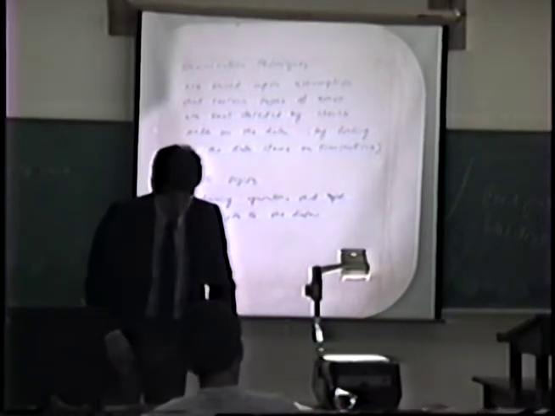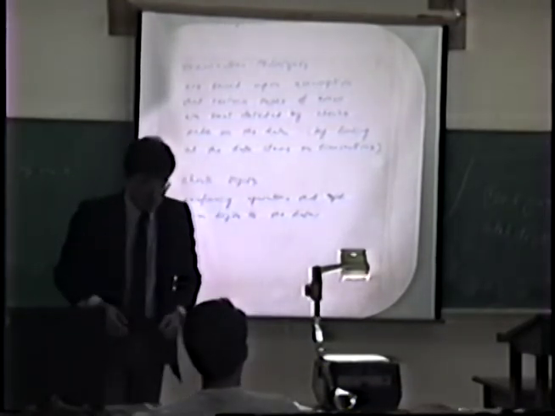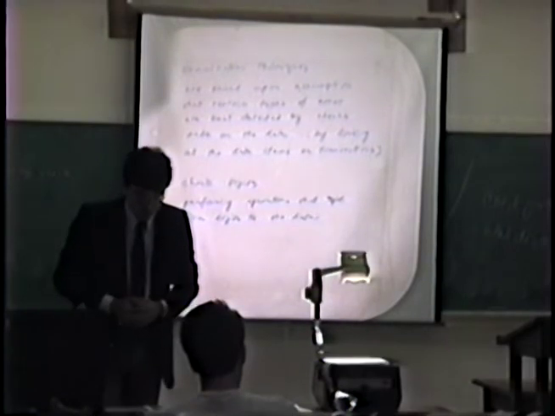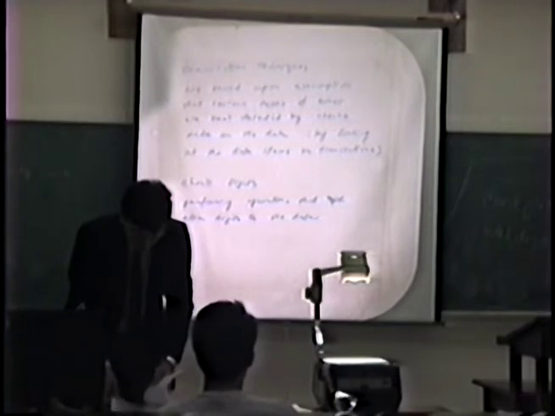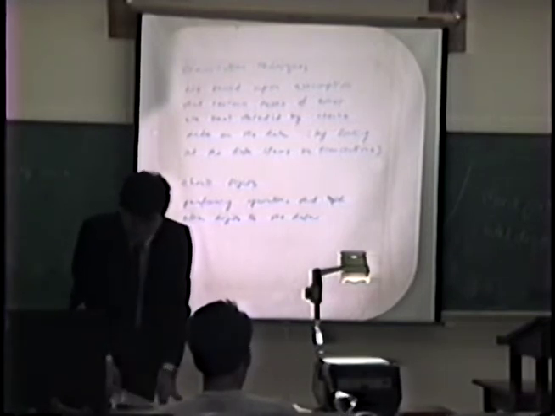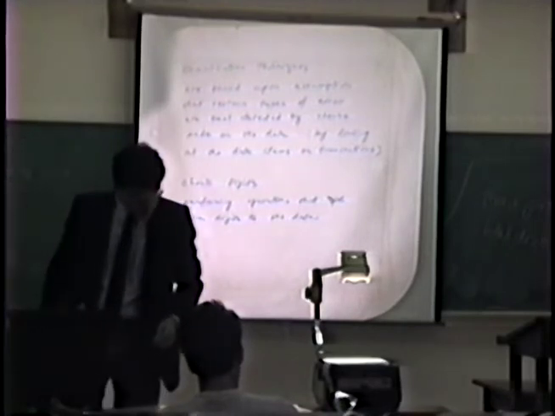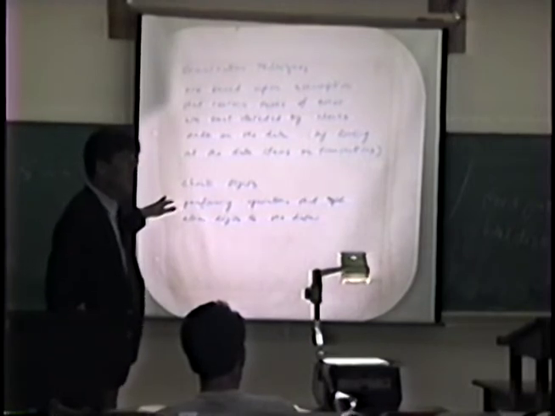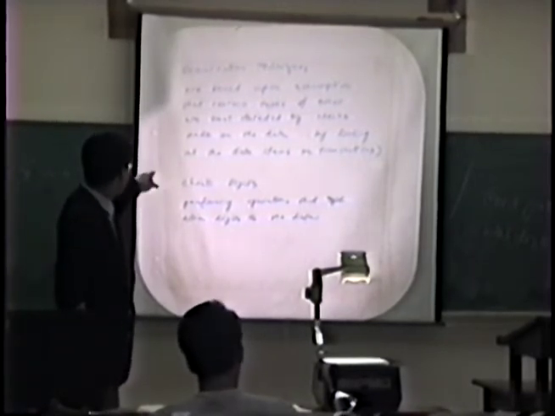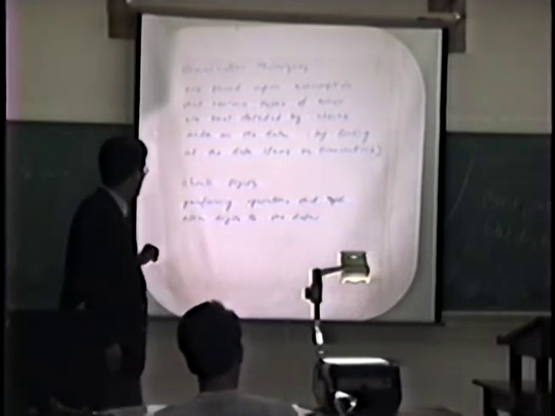Actually, I have prepared some transparencies, but basically I just summarized what is in the book and added my thoughts. Because of time limitation, I'm going to skip this, so I encourage you to read the pages. Check digits: performing operations that add extra digits to the data.